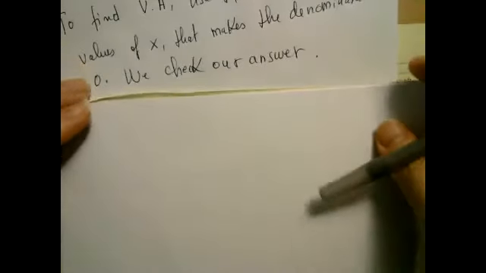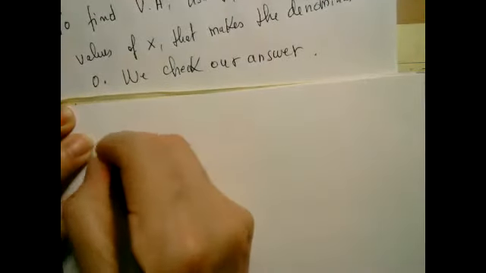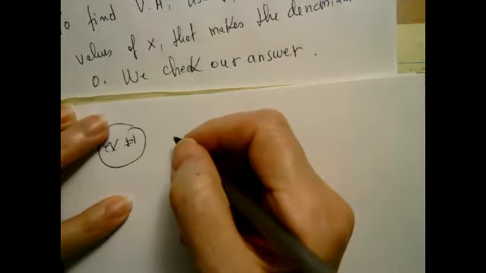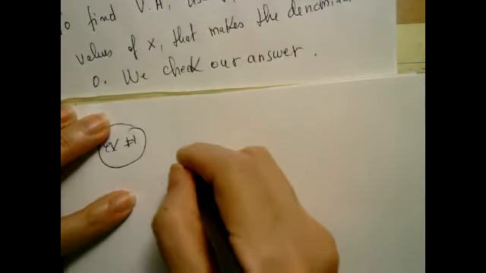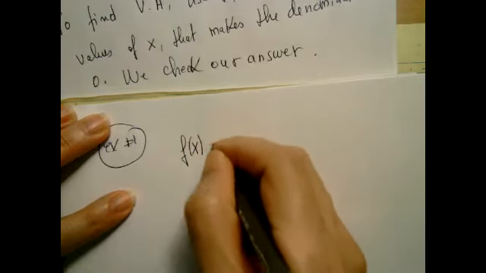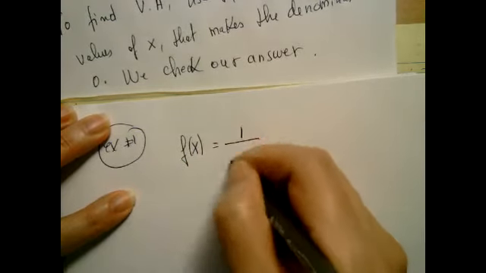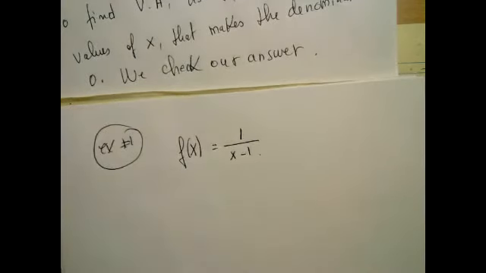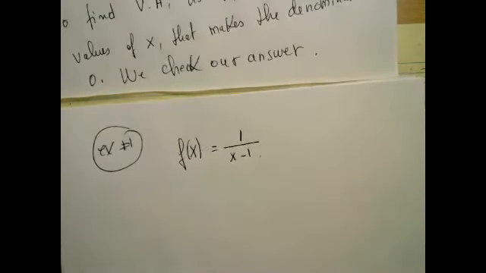Okay, so for example, example 1, a very simple example, and let me take f of x to be 1 over x minus 1. And the question is, find the vertical asymptote. Okay, so let's do that.